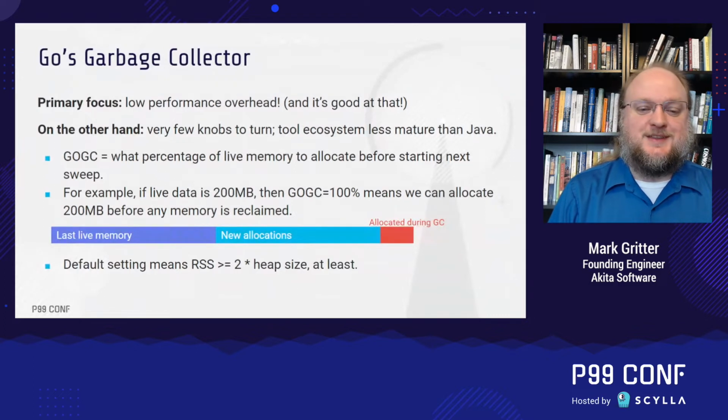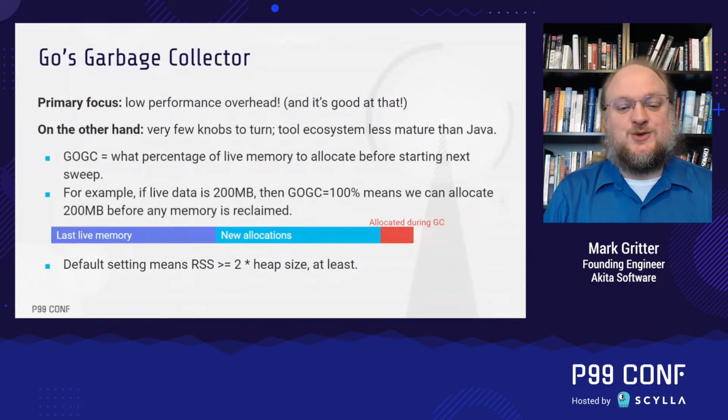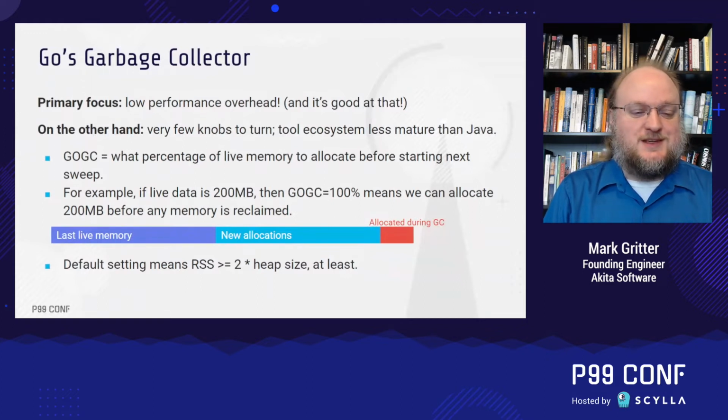But another part of the design is to provide as few controls as possible. The only one you've got controls when garbage collection starts. The Go GC setting defines when memory reclamation will start based on how much memory has been allocated since the last garbage collection phase ended. So for example, if your heap has 200 megabytes of live data, the default setting is that the garbage collector will let you allocate 200 megabytes more before it runs again.